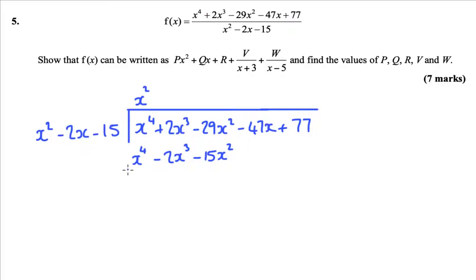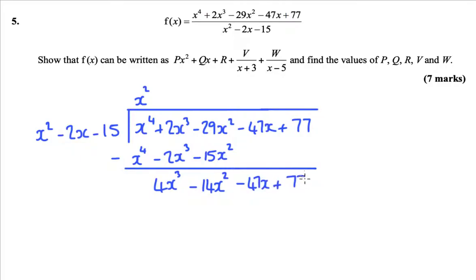We're then going to subtract what we've written down here from here. Now be careful with your minuses. Really easy to mess up here. x to the 4 minus x to the 4 is obviously 0. 2x cubed, take away negative 2x cubed is positive 4x cubed. Minus 29x squared minus 15 is going to be minus 29 plus 15, so that's minus 14x squared. And then minus 47x and plus 77.